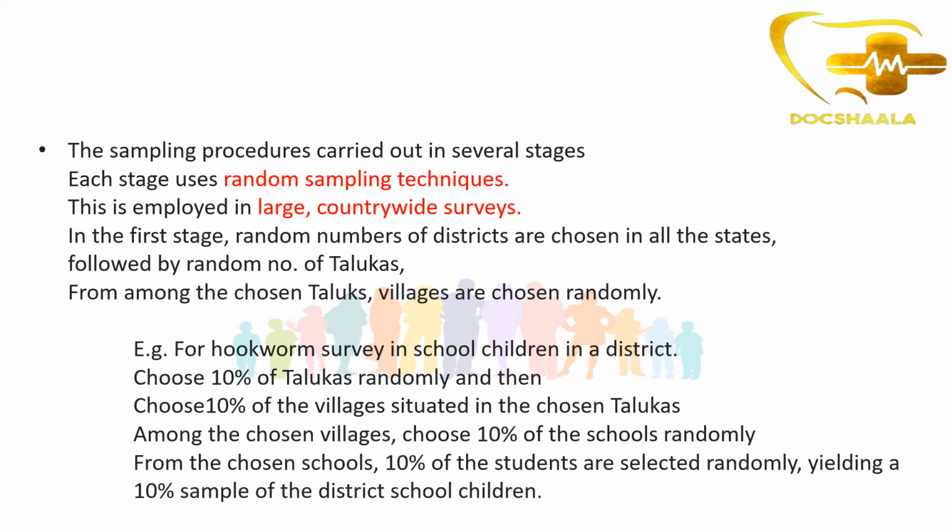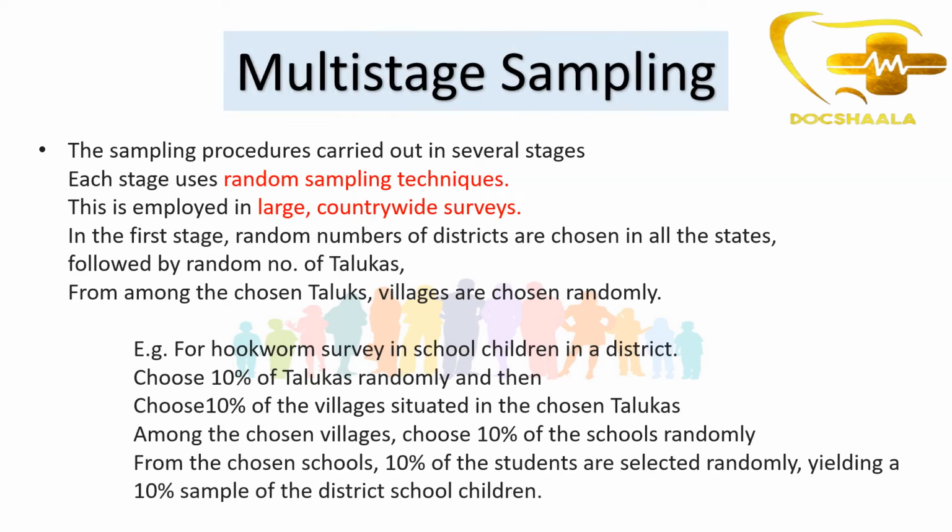Okay. Next, coming to multi-stage sampling. Multi-stage sampling is a sampling procedure carried out in several stages. Each stage uses a random sampling technique. So the type of sampling technique that we use is random sampling. This is important. This is employed in large or countrywide surveys. This is the main difference between multi-phase and multi-stage. In multi-phase we take up a disease and a particular group of people. But in multi-stage we do it in large random surveys.